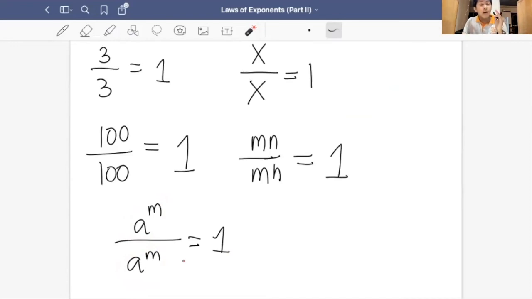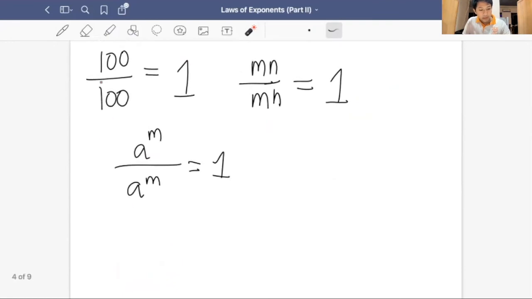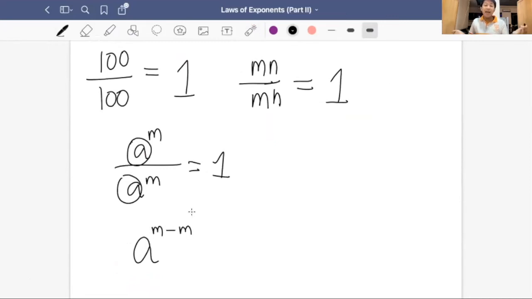But applying the quotient rule, sabi ni quotient rule kasi, if we are dividing two expressions with the same base, all we have to do is to copy the base and then subtract the exponent of the denominator from the exponent of the numerator. So in this case, it happened that the exponents of our numerator and denominator are the same. That's why this is equal to a to the m minus m, which is 0.